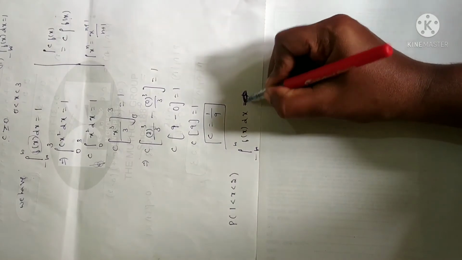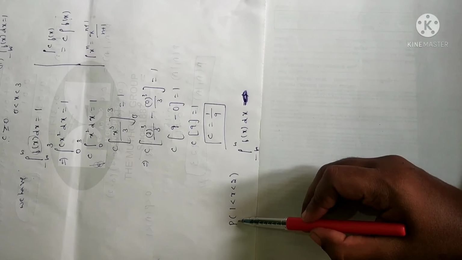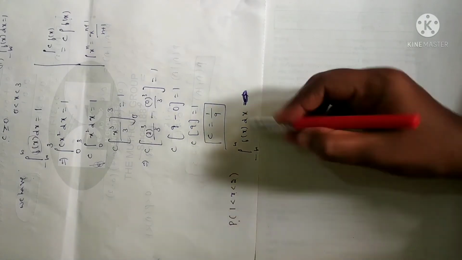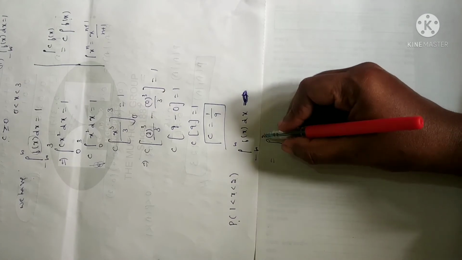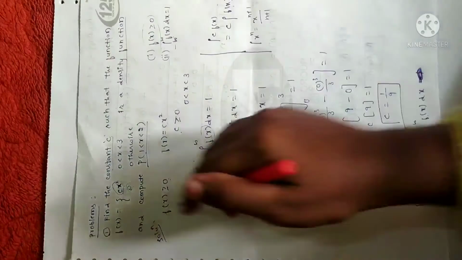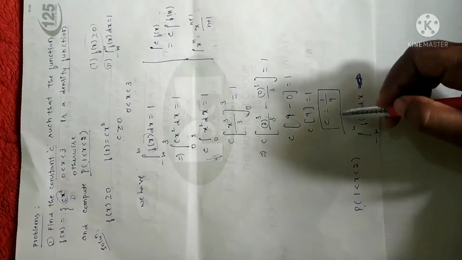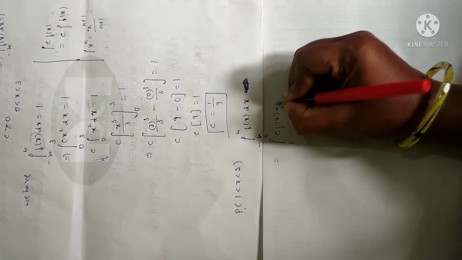Whenever they ask you to find the c value, you have to take LHS and RHS. Since you need to find the probability of x between 1 and 2, you just change the limits from 1 to 2. Lower limit is 1, upper limit is 2. Now, what is the value of f of x given in the problem? It is c x square. And what is the value of c? 1 by 9. So you need to substitute. I'll do one more step: c into f of x into dx.